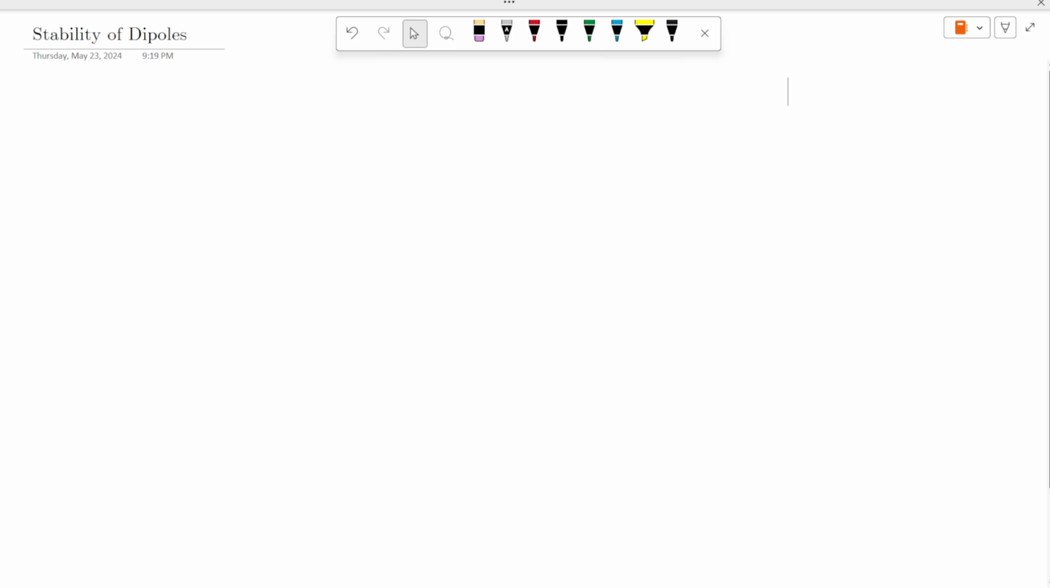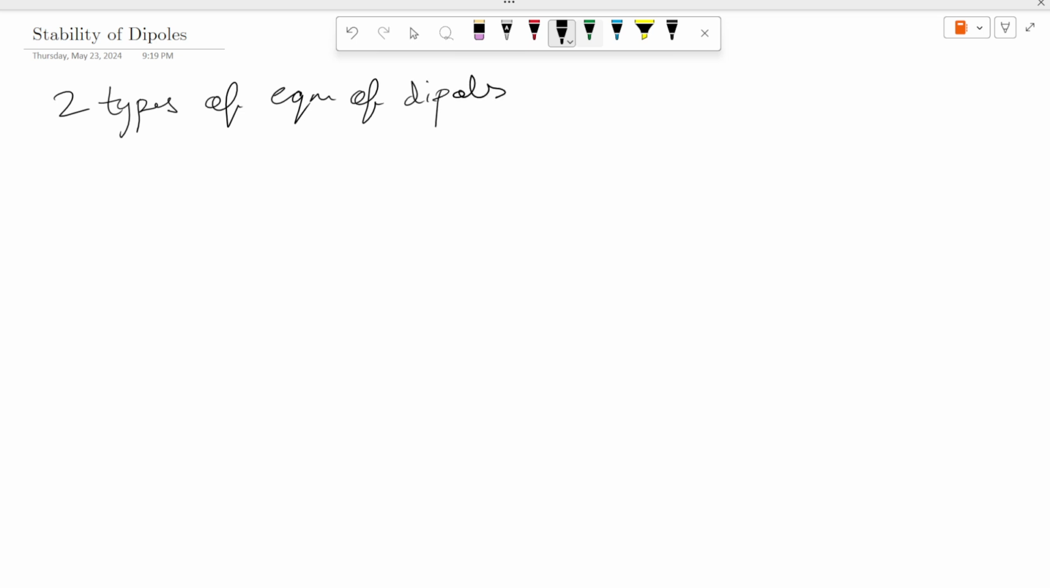Hello everyone. Today we are going to study about the stability of dipoles and the two types of equilibriums. So, the two types of equilibrium of dipoles. All right, so this is what we are going to study about, right?